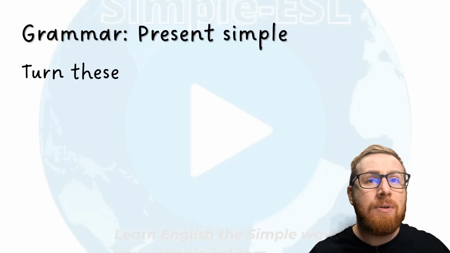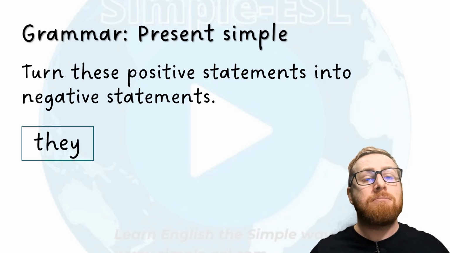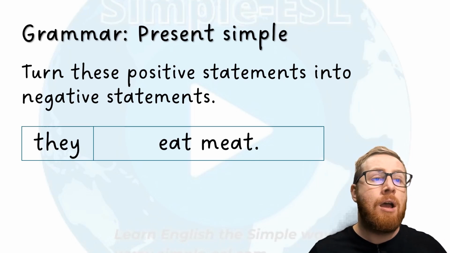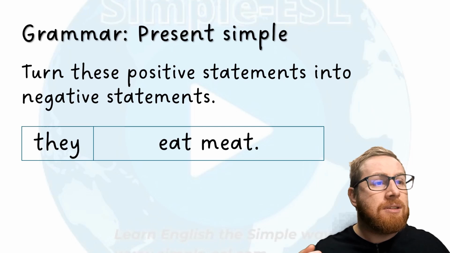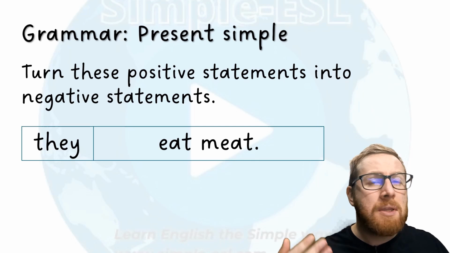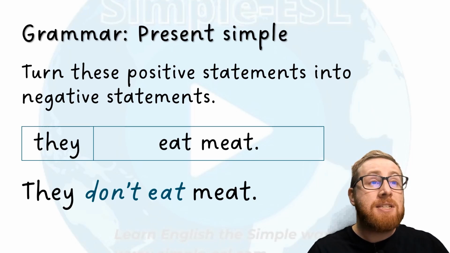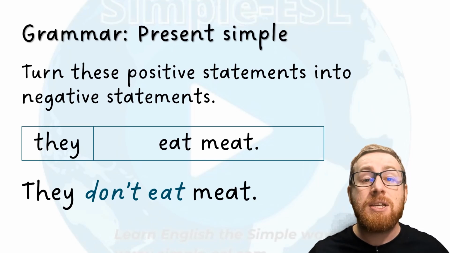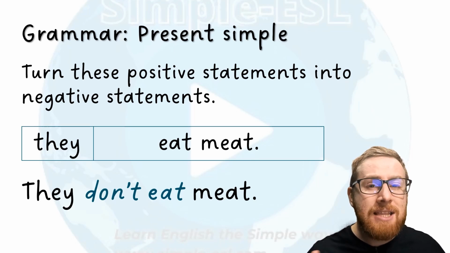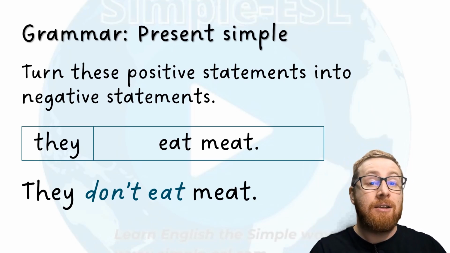So in the present simple, turning this positive statement into a negative statement. They eat meat. If they are vegetarian, what would they say? They don't eat meat. So you can turn this into a negative. They don't eat meat. They are vegetarian. Say this back. They are vegetarian. Very good.